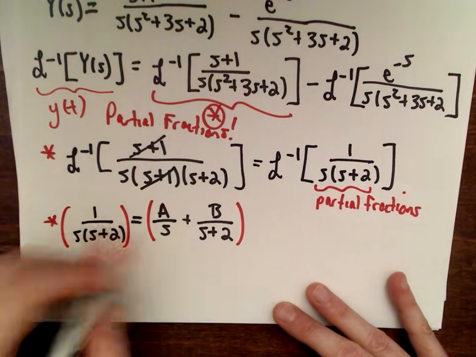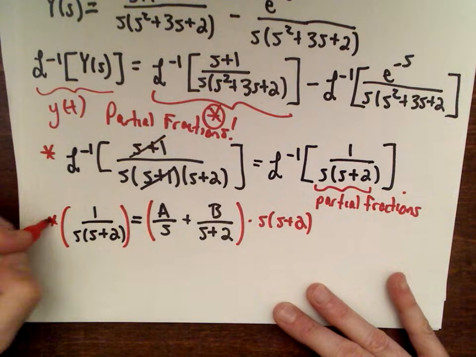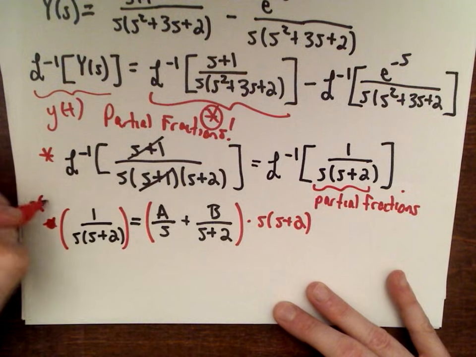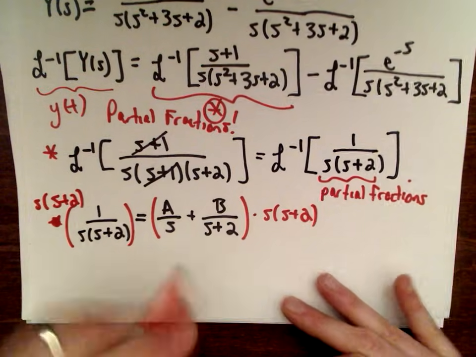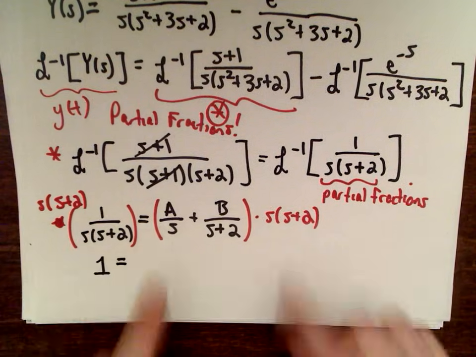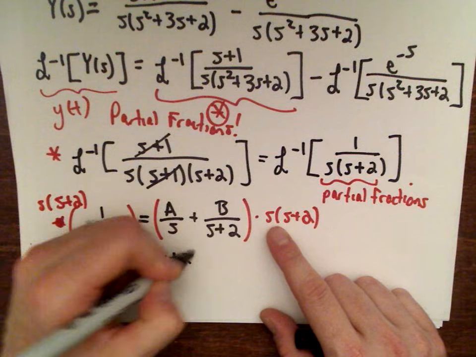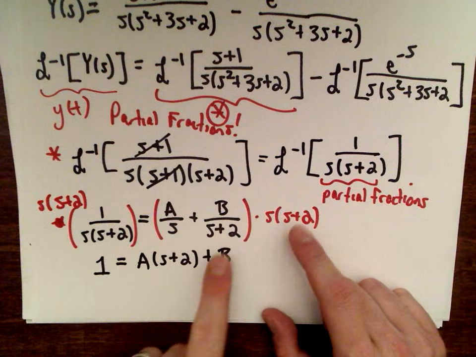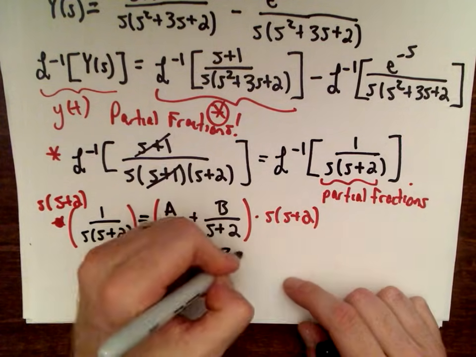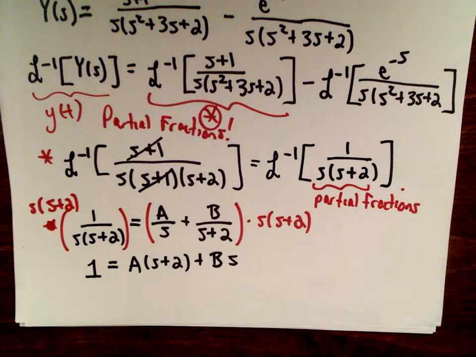We're multiplying both sides now by s multiplied by (s + 2). I'll do the first one. So s multiplied by (s + 2). On the left side, we'll just be left with 1. On the right side, when we distribute, we would have A multiplied by (s + 2) plus B multiplied by s, since the s + 2's would cancel. Again, we're trying to figure out A and B.